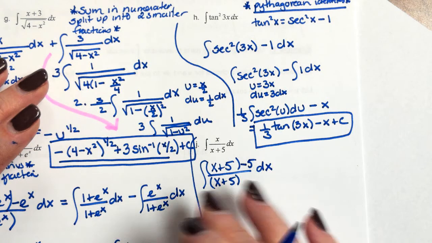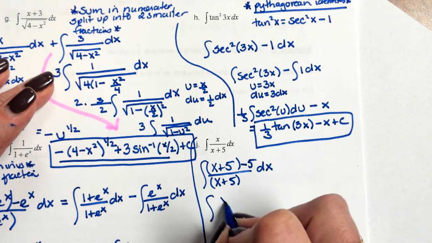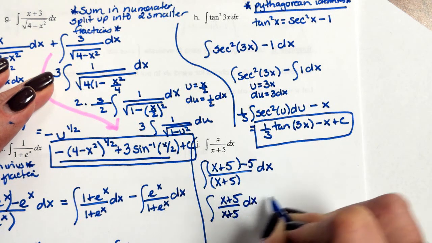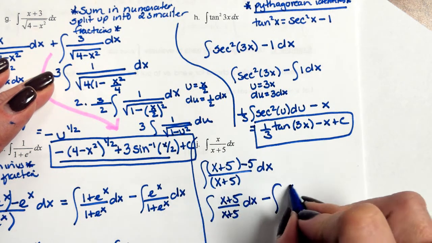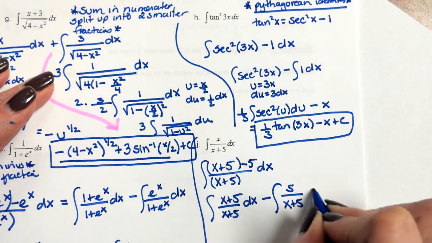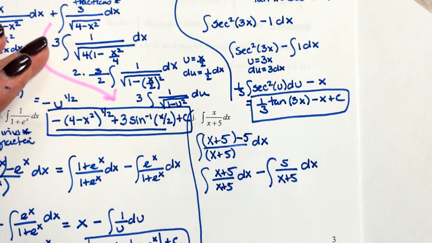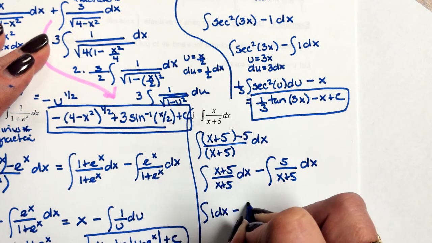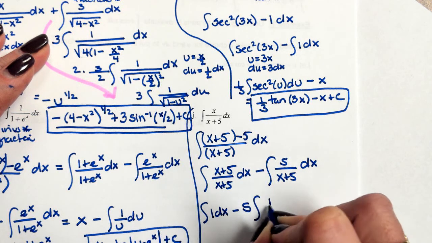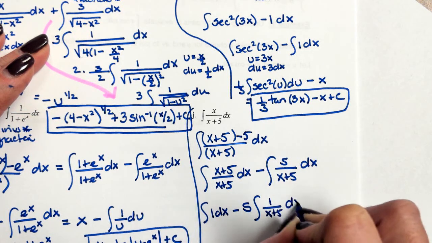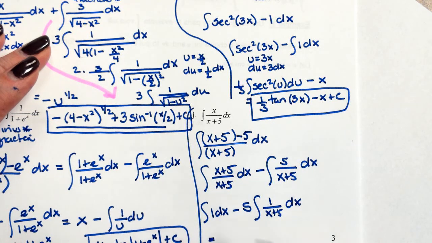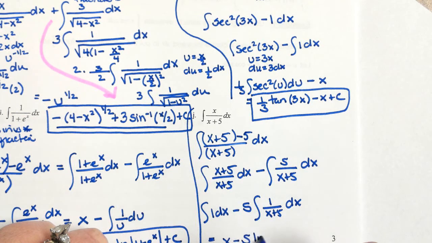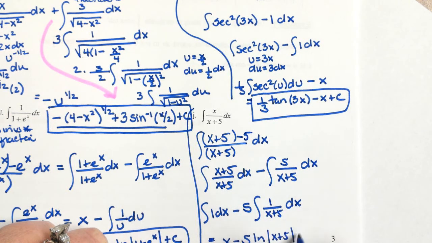So now I can split this fraction up. One of the fractions would be equivalent to 1. So minus 5 over x plus 5. And again, this is going to simplify down to 1. Pull out the 5, that's going to be 1 over x plus 5 dx. Now I can set up to integrate. I don't need to do a u sub. So I'll have x minus 5 times the ln of the absolute value of x plus 5, plus c.